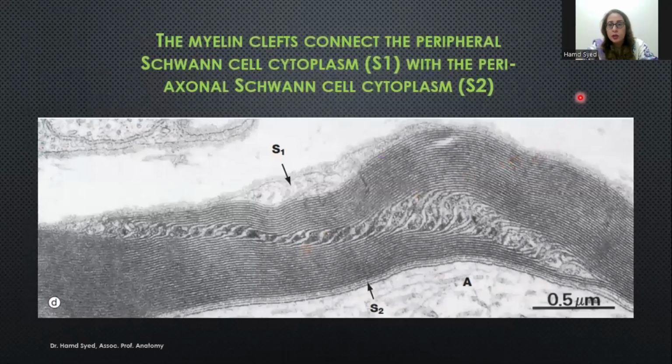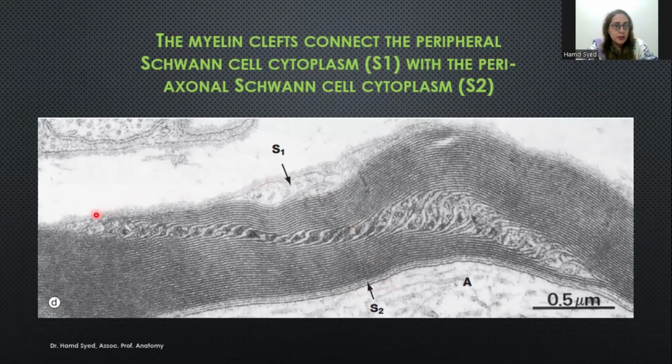Now we're going to look at the electron micrograph and locate the Schmidt-Lantermann clefts. You can see over here is the region of the Schwann cell cytoplasm, that is the peripheral Schwann cell cytoplasm, which is S1. And here is S2, which is the periaxonal Schwann cell cytoplasm.